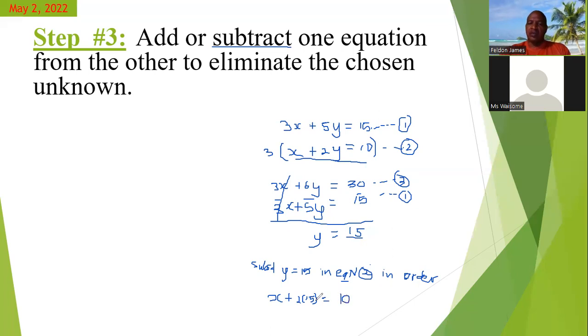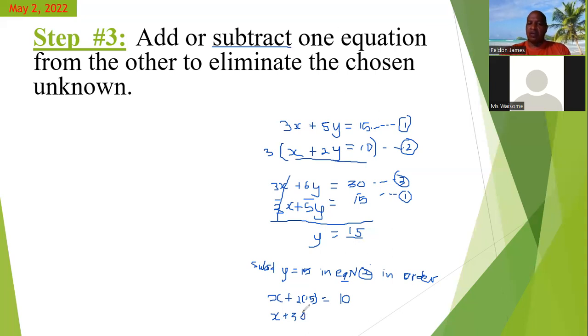And now what you would do next is to calculate 2 times 15. So now we know that x plus 2 times 15, which is what? 30, sir. 30. So x plus 30 is equal to 10.